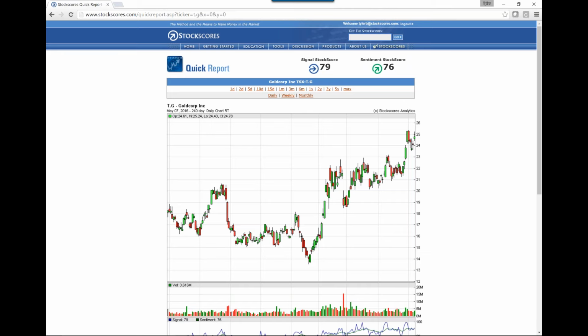And I like it. I think it's more likely to go higher than lower. It's actually been underperforming some of the other gold miners, so a lot of the gold miners have done far better than Goldcorp has. It's been a bit of a laggard.